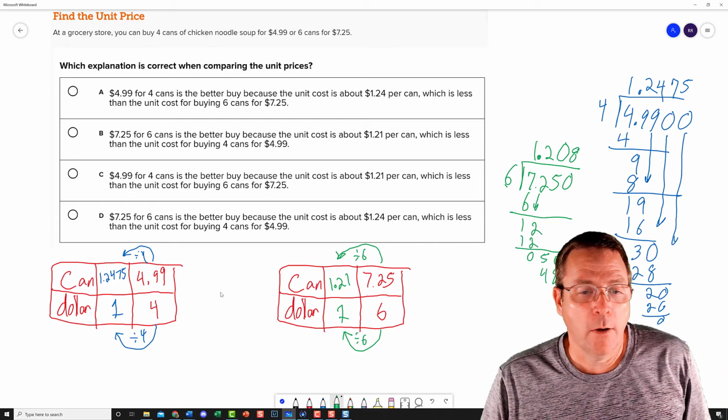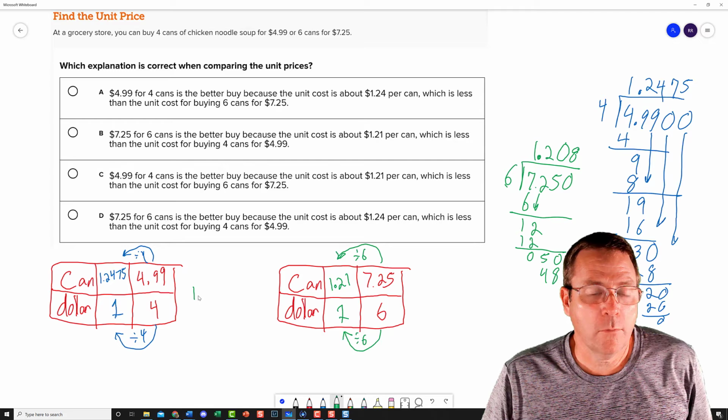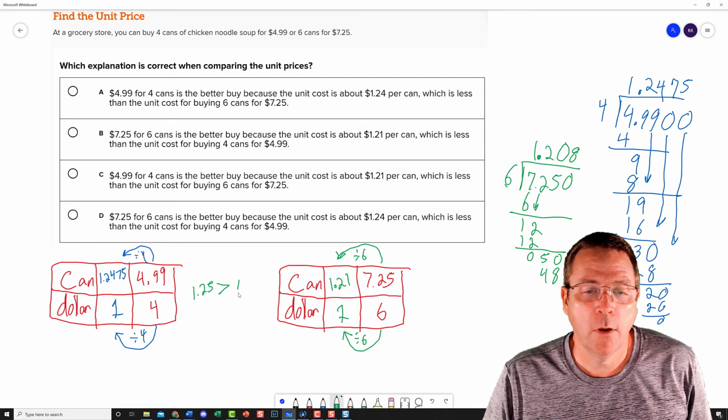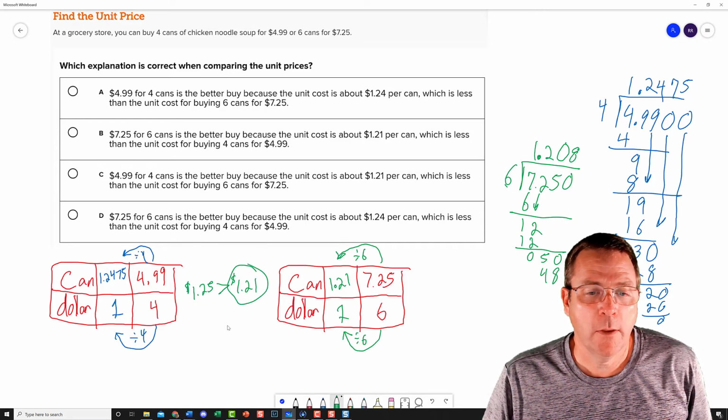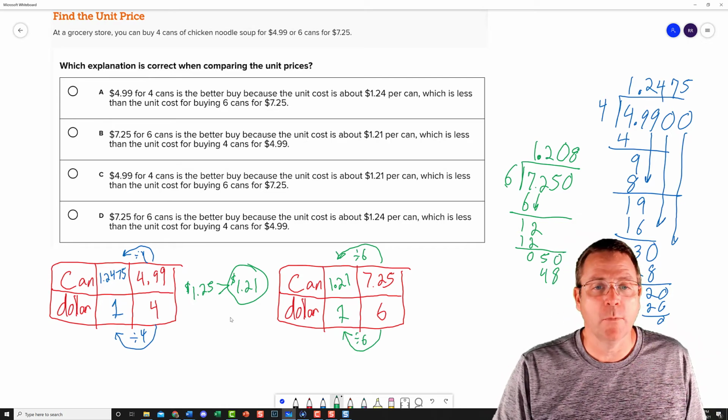I've got $1 rounded to the nearest penny and 25 cents on the left, $1.21 on the right. That means that which one's going to be the better deal? The 6 cans at $1.21.